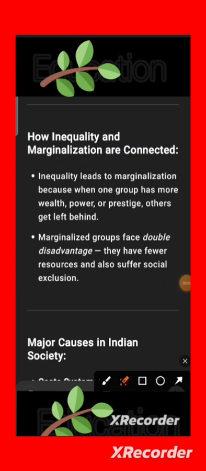How inequality and marginalization are connected. Inequality leads to marginalization because when one group has more wealth, power or prestige, others get left behind. Marginalized groups face double disadvantage. They have fewer resources and also suffer social exclusion.